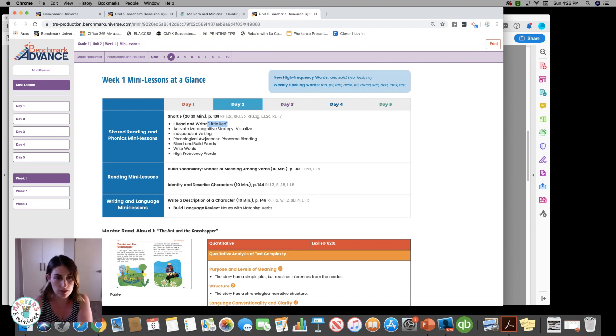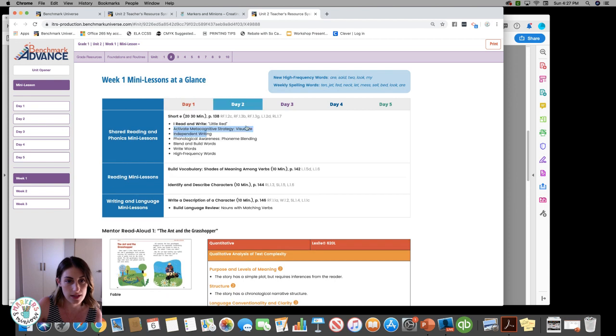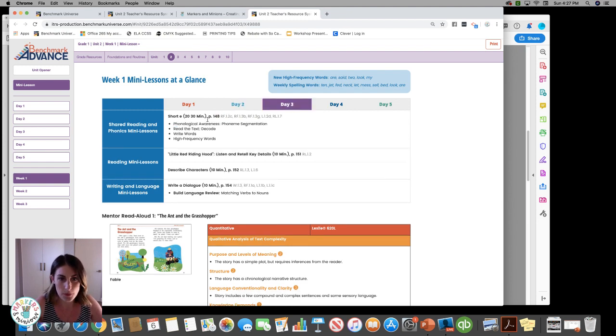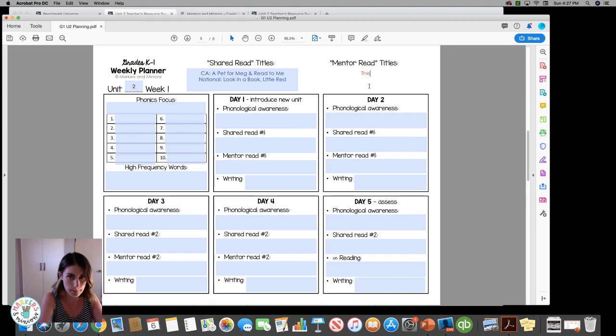Okay, and so these are going to be what your focuses are. Day 1, your focus is visualizing. You're going to do shared writing, and then it's going to be independent writing the next day. So it's the we do and then the I do transfer. And then day 3 through day 5 is going to be your decodable. All right. And then our mentor read alouds are The Ant and the Grasshopper, and Little Red Riding Hood.